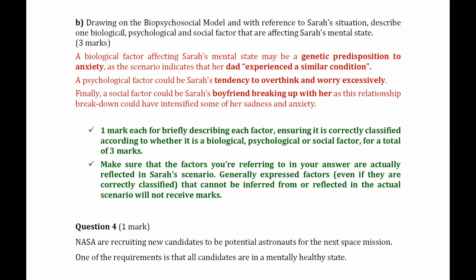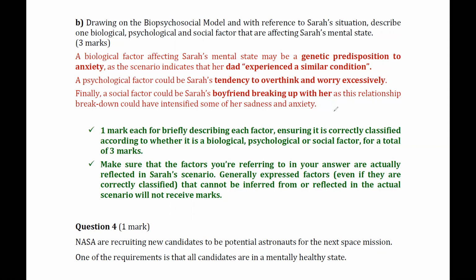Okay, so then part B of the question says, drawing on the biopsychosocial model with reference to Sarah's situation, describe one biological, psychological, and social factor that are affecting Sarah's mental state. So now it's just a matter of looking at the scenario, picking one biological factor, one psychological factor, and one social factor. And obviously we would hope that these factors are reflected in Sarah's actual scenario. So you're not going to be talking about her response to some medication when we haven't really been told much about that information. Okay, you wouldn't be talking about Sarah's experience of hallucinations when we haven't seen anything about that in the scenario. So it has to be reflected in the actual scenario.